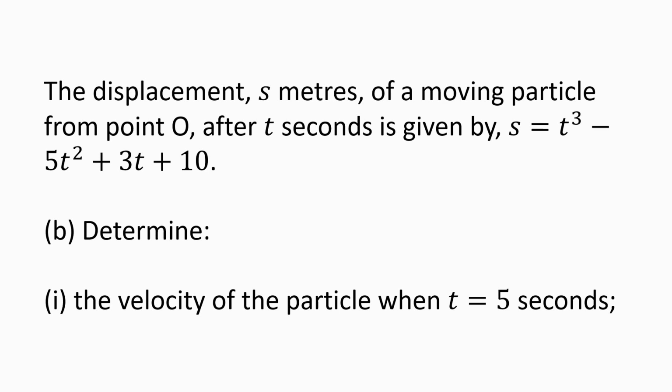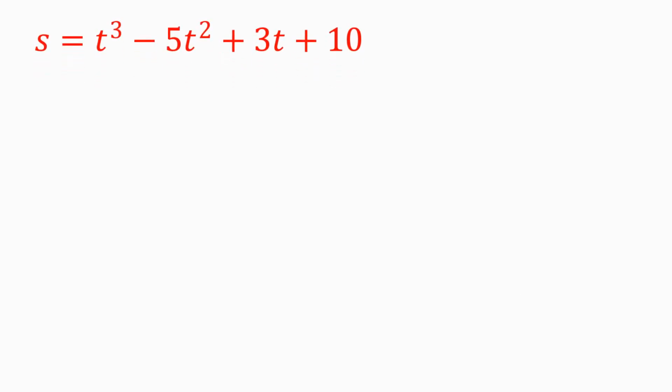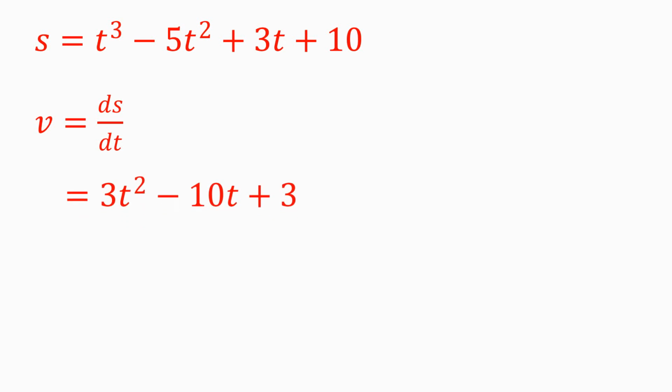So the first step is to find the velocity equation, and we do that through differentiating the distance equation, which is s equals t cubed minus 5t squared plus 3t plus 10. So the velocity equation will be the differentiation of the distance equation in relation to time, and it becomes 3t squared minus 10t plus 3.